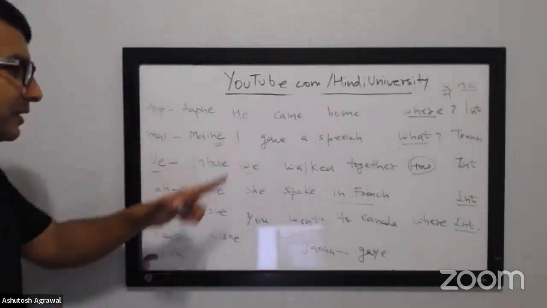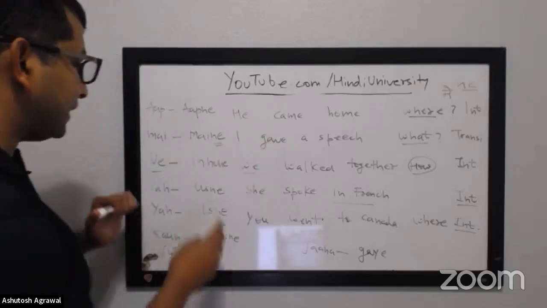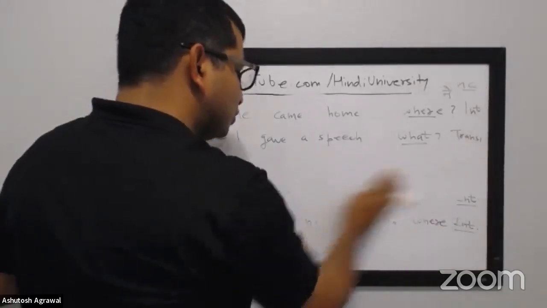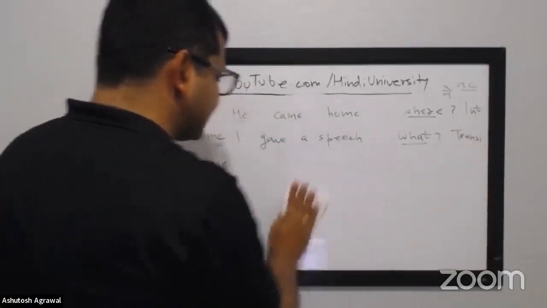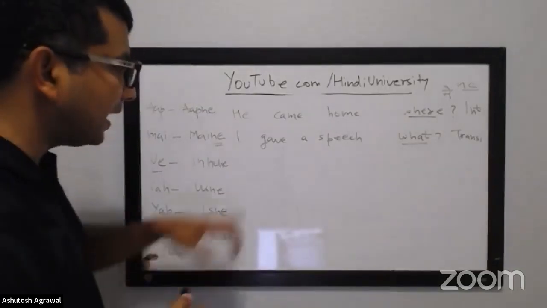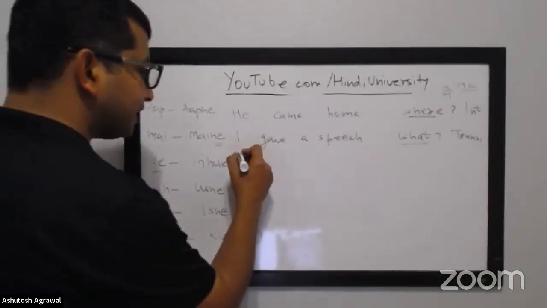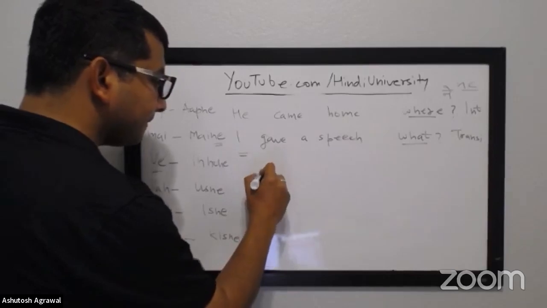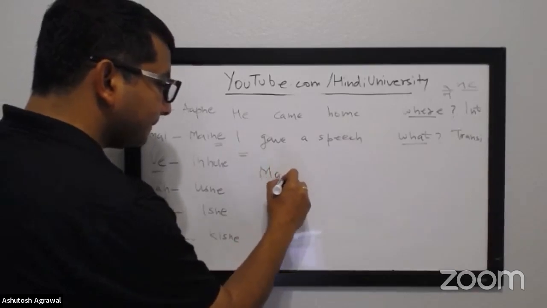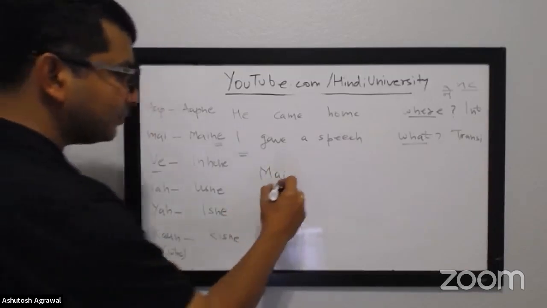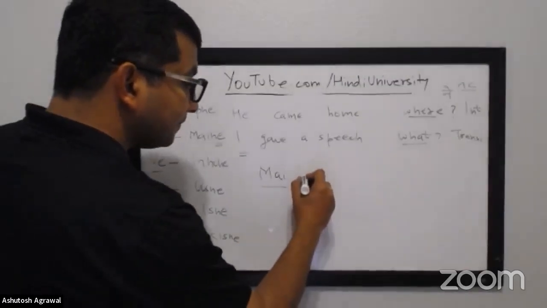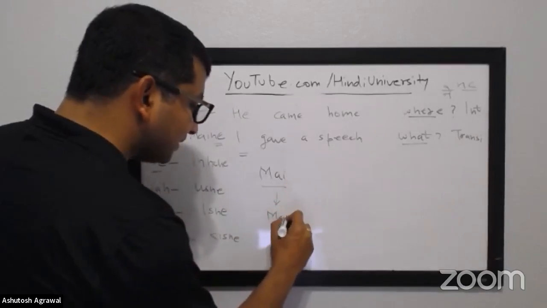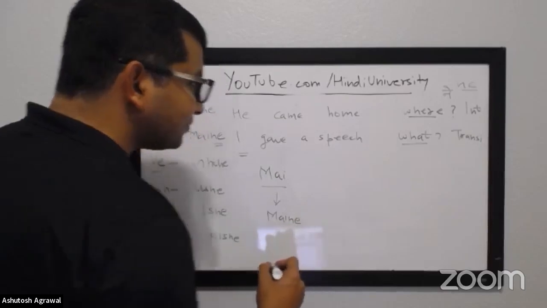Okay, so now let's do this one. I gave a speech. I'm going to erase the rest of them. See who can translate this one. Let's say Scott, let's try with you. I gave a speech. You have a subject, which is, what is I? It's going to be main. Maine, isn't it? Very good. So main becomes maine. Awesome. Maine. What is the object?